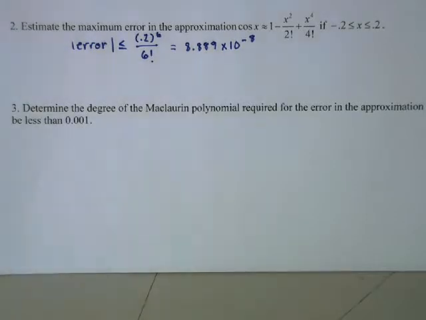Okay, we're going to determine the degree of the polynomial required for the error approximation of sine 0.3 to be less than 0.001.